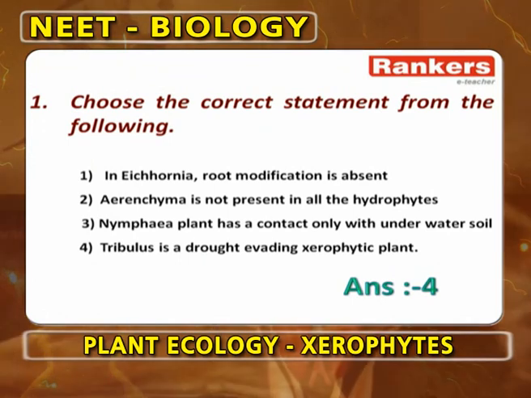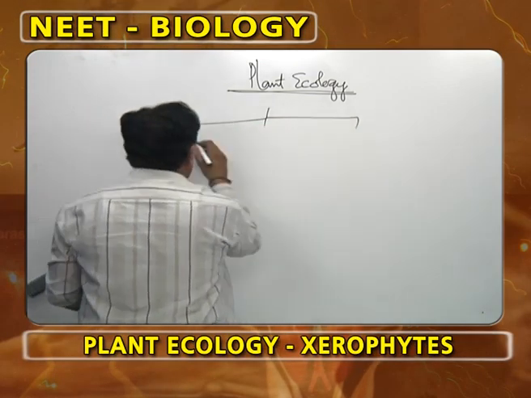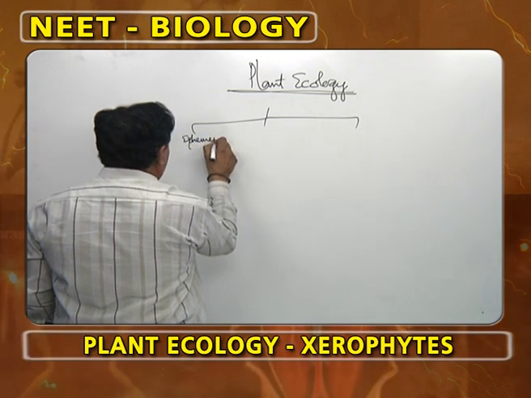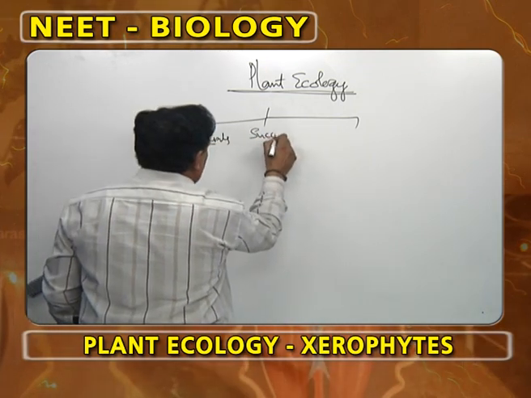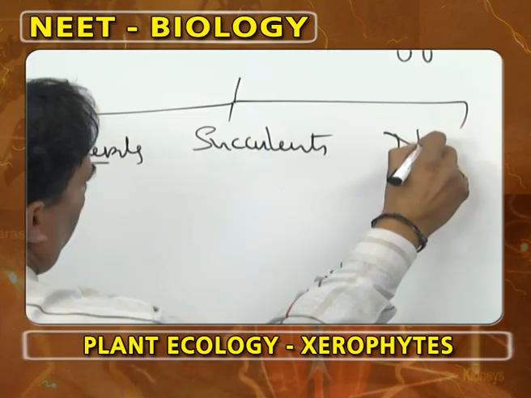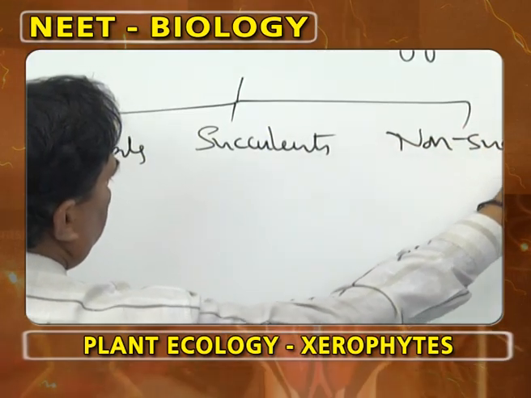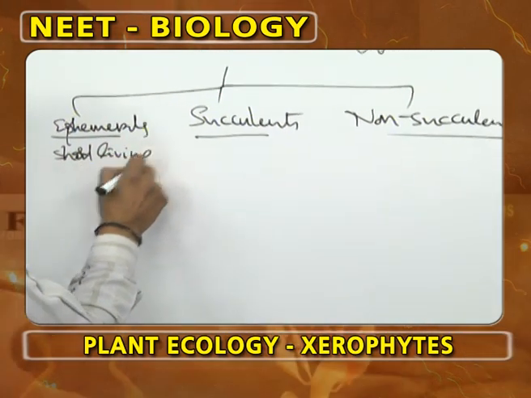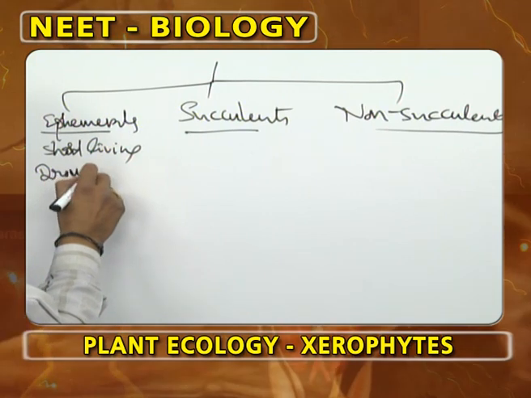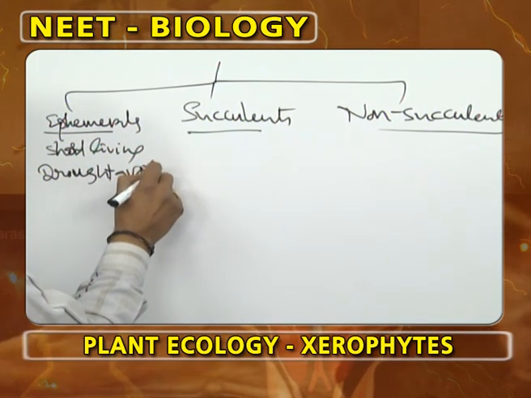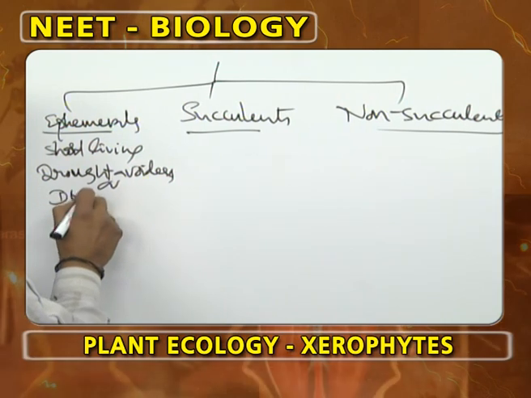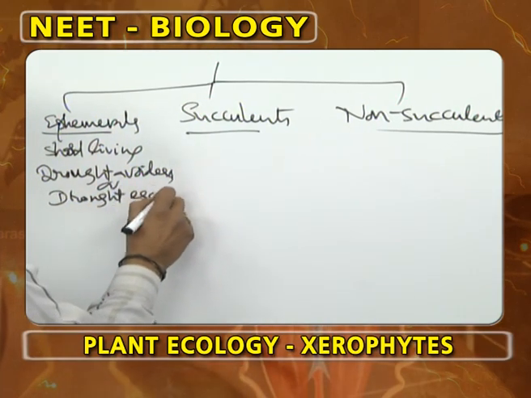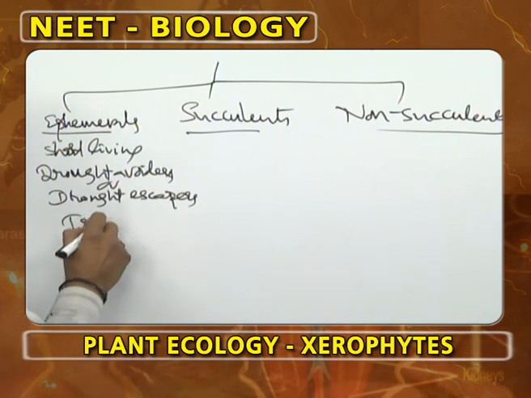Tribulus is a drought evading xerophyte is wrong. Tribulus is not drought evading, it is drought avoiding. Xerophytes are divided into 3 categories. One is ephemerals, the other succulents, non-succulents. Ephemerals are short living. These are also called drought avoiders or drought escapers. For this, the example Tribulus comes.